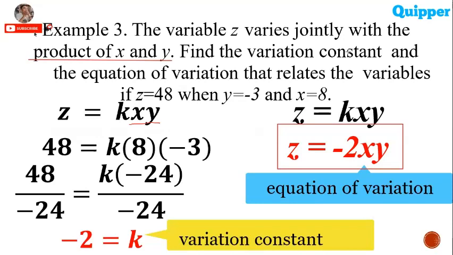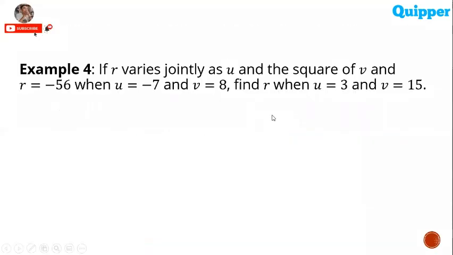That's it. Next example. If R varies jointly as U and the square of V, and R is -56 when U is -7 and V is equal to 8, find R when U is equal to 3 and V is equal to 15. Please understand the given statement. You now transform that into a mathematical equation.